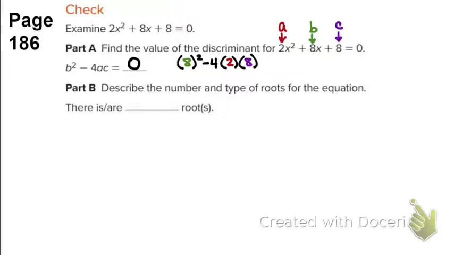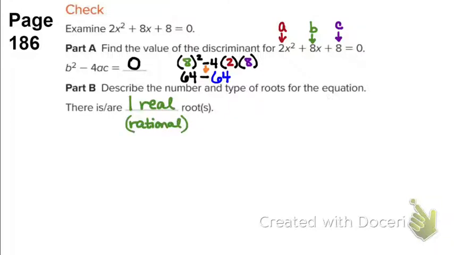When I take my value for B and square it, 8 squared gives me 64. I'm going to drop down my subtraction sign right here, and then I have to multiply 4 times 2 times 8. Well, 4 times 2 gives me 8. 8 times 8 gives me 64. So if I pop 4 times 2 times 8 into my calculator, it gives me 64. And 64 minus 64 is 0. Since it came out to be exactly 0, there is one real root, and it is going to be rational.